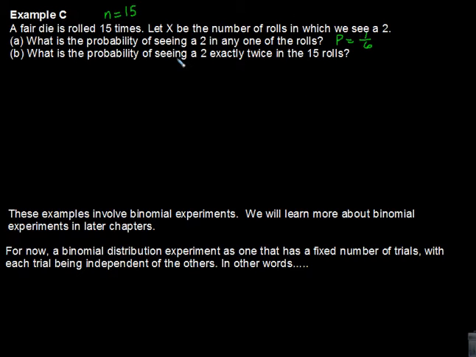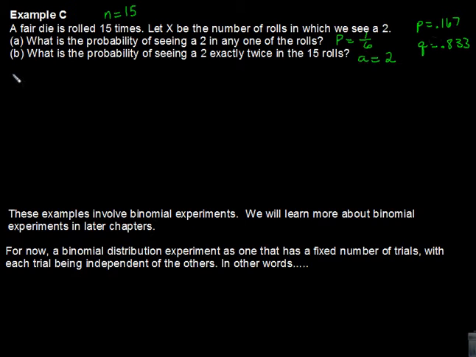And then the probability of seeing a 2 exactly 2 times. We've just done exactly 1 time. Now we're going to do exactly 2 times. So in this case, A is going to equal 2. So we're looking for twice. So A is 2, N is 15. The P and Q haven't changed because we're talking about the probability of rolling a 2. So P is 0.167 and Q is 0.833.